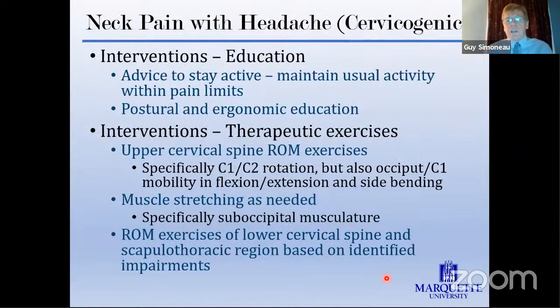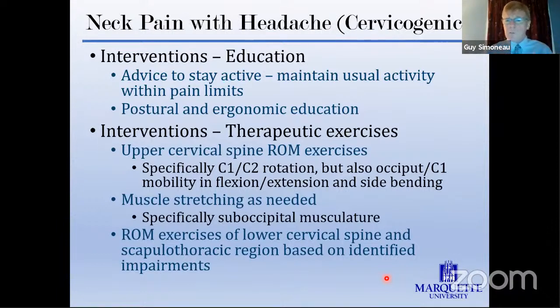So our intervention in these individuals, like for all four categories, will be to provide advice on staying active within their pain limitation. And it should be more than just telling the patient to remain active. Your role is to understand the activities that they're doing, how their neck pain is affecting those activities, and then to problem solve with them.